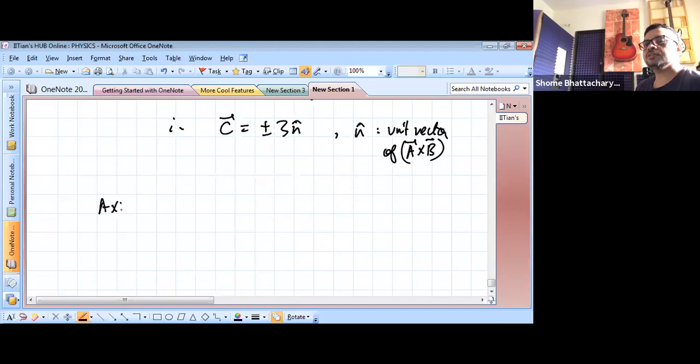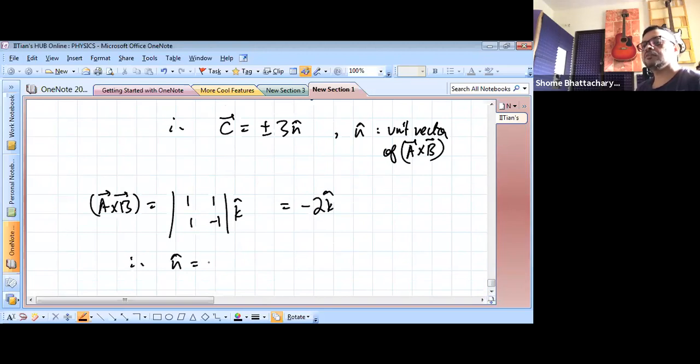So A cross B क्या हो जाएगा यहाँ पे? It is 1, 1, 1 minus 1 k cap. So it is minus 2 k cap. Therefore, n cap is minus k cap. That means the vector C is plus minus 3 k cap. दोनों में से कुछ भी हो सकता है.